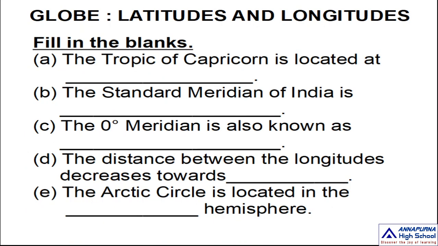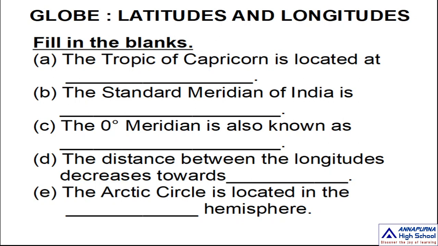Next, come to the fill in the blanks. The Tropic of Capricorn is located at the northern hemisphere. The northern hemisphere? Tropic of Capricorn, it is in the southern hemisphere. The Tropic of Capricorn is located at the southern hemisphere. The value of the Tropic of Capricorn is 23.5 degrees south.